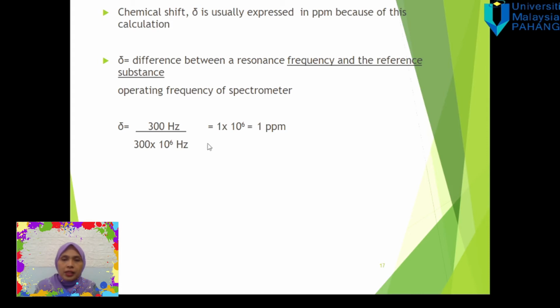Frequency of the spectrometer, let's say, is 300 megahertz, and your reference compound is 300. So now, because of the comparison with the frequency of the spectrometer, the unit of chemical shift becomes parts per million, because of times 10 to the power of 6. This is the symbol for chemical shift, that is sigma.